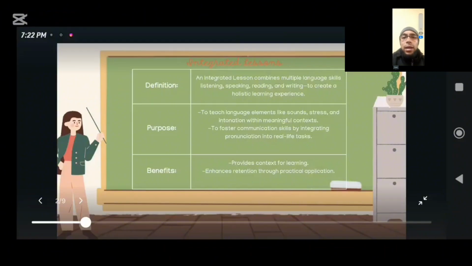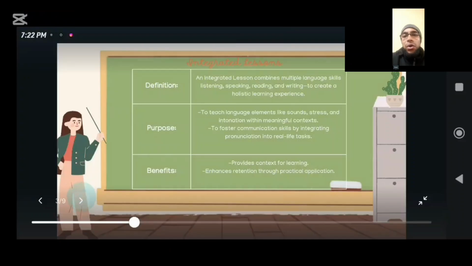An integrated lesson combines various language skills, listening, speaking, reading, and writing, into a cohesive learning experience. The purpose is to teach pronunciation, grammar, and vocabulary within real-world contexts, helping students communicate more effectively. For example, instead of teaching sounds in isolation, we incorporate them into conversations or reading tasks. This way, students learn to use pronunciation naturally.